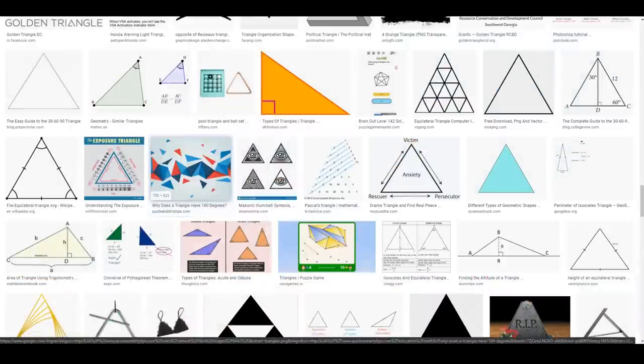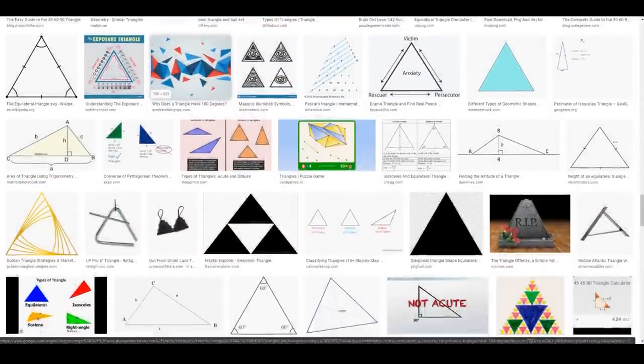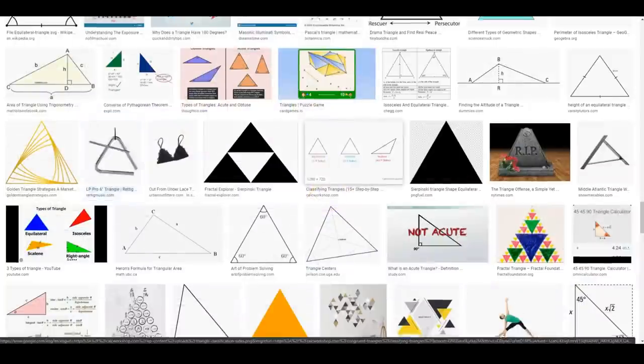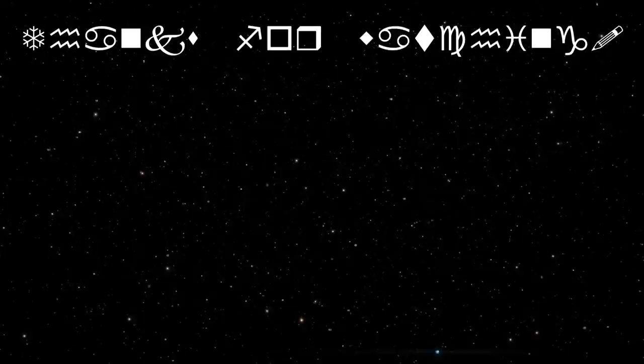At the same time, you can argue that it's not a triangle because all these mishmash of shapes. Nah, that's technically a triangle too. The instrument triangle, quote unquote. Okay, now this shit.